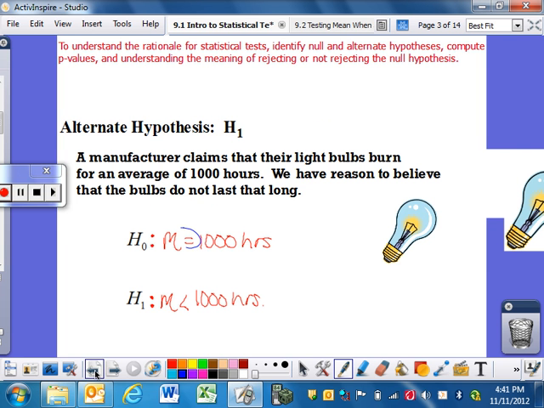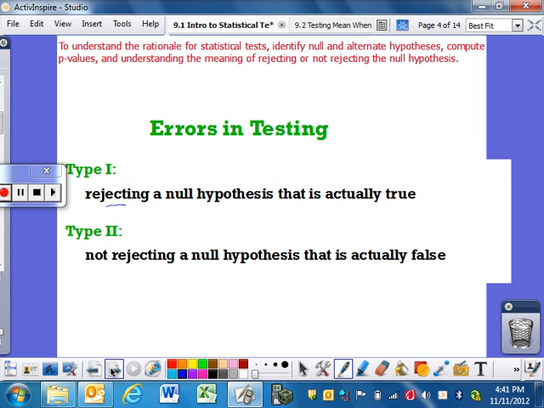So an example is, if I go back here, I could say that the light bulb is different from 1,000 hours when in fact it really does burn exactly 1,000 hours. So there is that possibility. That's what we call type 1 error.